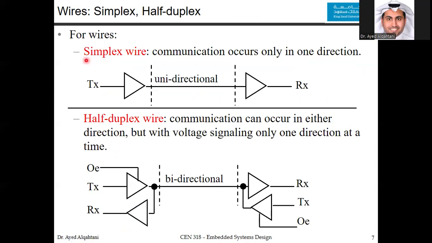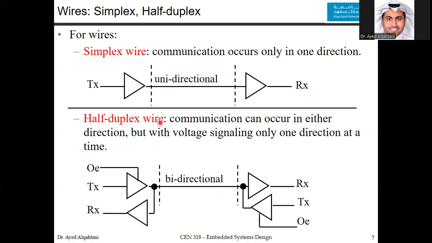Now, for the wires, in the simplex wire, the communication occurs in one direction, and now we give it names. We have the transmitter or the TX. And usually you have a buffer to show that it goes this way and you cannot do it the other way. It's unidirectional. So this will be the transmitter all the time, and this will be the receiver or RX all the time.